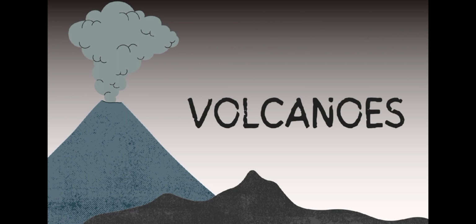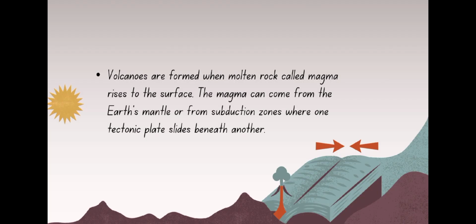I will be discussing the third type of endogenic processes, which is volcanism. What is a volcano? Volcanoes are openings in the Earth's crust through which molten rocks, gas, and other materials are released from deep within the Earth. Also, volcanoes are formed when molten rock called magma rises to the surface. The magma can come from the Earth's mantle or from a subduction zone when one tectonic plate slides beneath another.